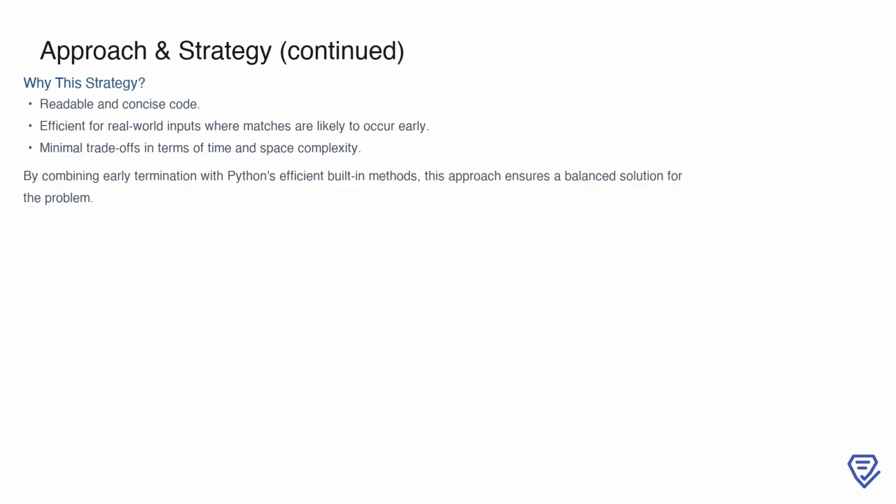It ensures readable and concise code while remaining efficient for real-world inputs, where matches are typically found early in the sentence. The time and space complexity trade-offs are minimal, and Python's built-in methods make the implementation straightforward. By combining early termination with efficient string operations, this approach addresses the problem effectively without unnecessary overhead. Overall, it provides a solid and well-rounded solution for handling prefix checks in a sentence.